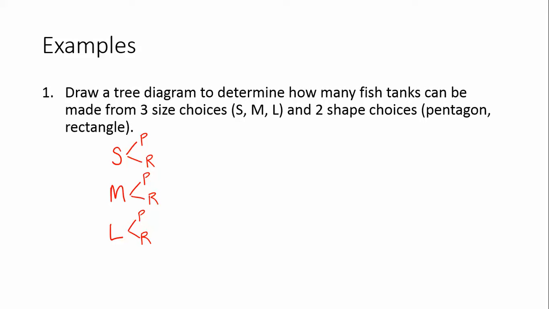Now when you're looking at an example like this where the numbers are small and there aren't a lot of options, it's easy to make a tree diagram. What you're going to find though is when you have more choices that it's a lot more difficult to draw a tree diagram. But in any instance, here you can see the possible fish tanks: small pentagon, small rectangle; medium pentagon, medium rectangle; large pentagon, and large rectangle. So we've determined that there are 6 fish tanks that can be made.